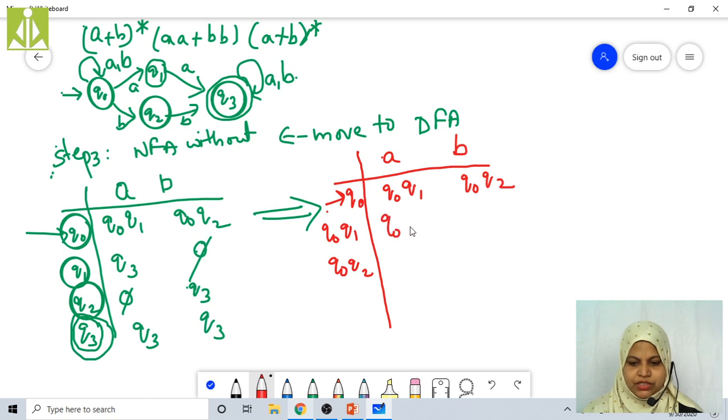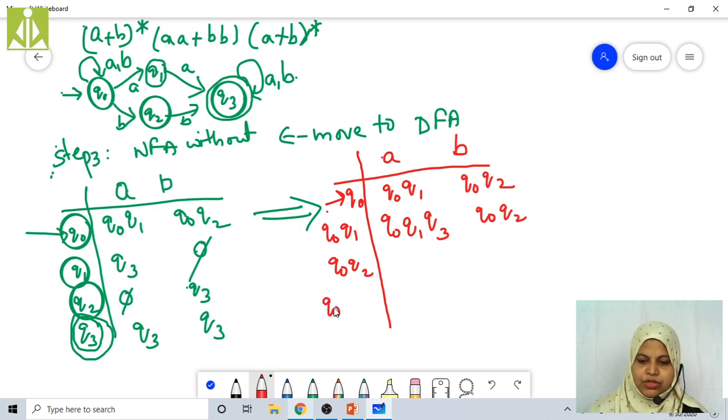Q0, Q1 on A: Q1 on A gives Q3, and Q0 on A gives Q0, Q1, so we get Q0, Q1, Q3. Q0 on B is Q0, Q2, and Q1 on B is empty. Q0, Q2 is already there, so this is the new state: Q0, Q1, Q3.